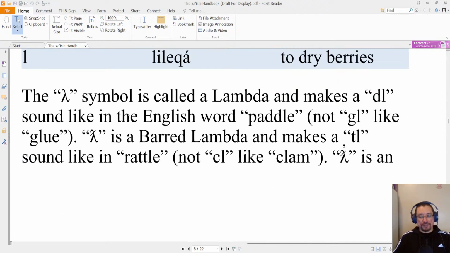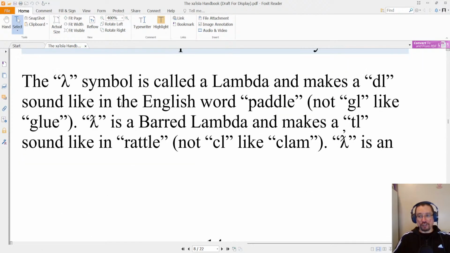So you kind of have to get used to hearing that. You have to train your ear to hear the sounds of the language accurately. So think of the word madly in English. That's a better example.